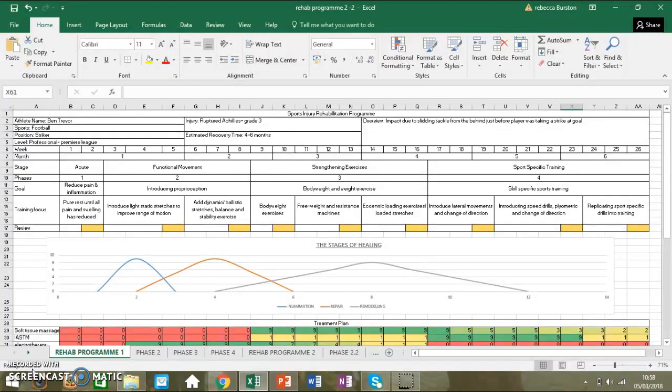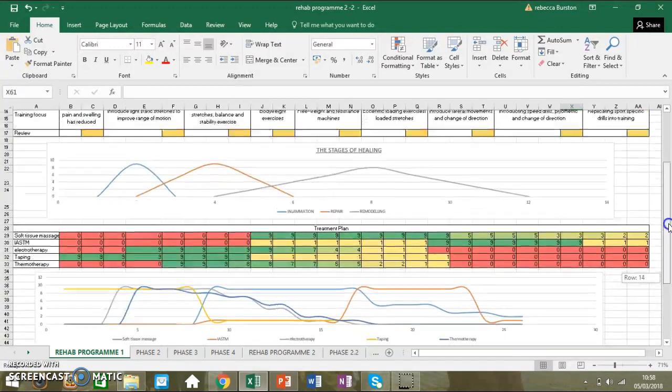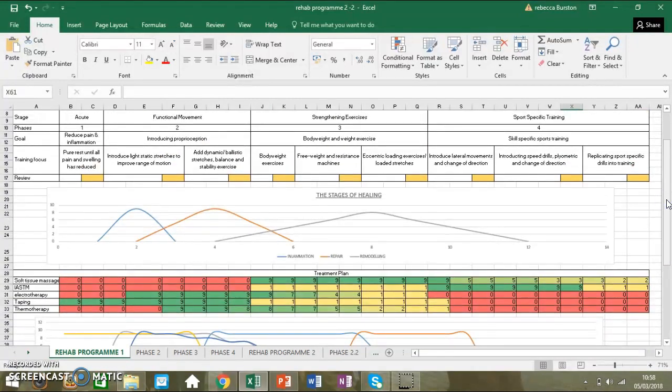So going down the page now, we have the stages of healing graph, and this represents the stages of recovery, and the blue line is the inflammation stage, and this is the first stage, as it's the body's first initial response to the injury.